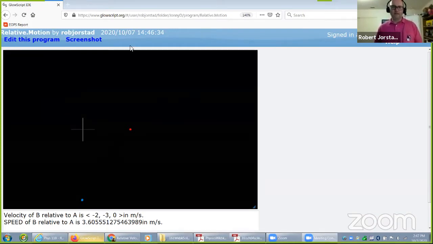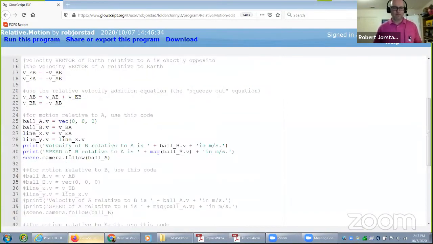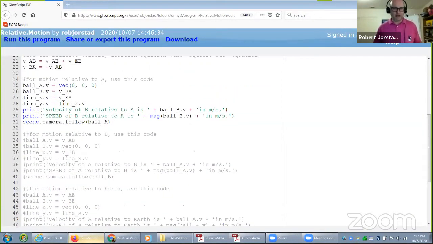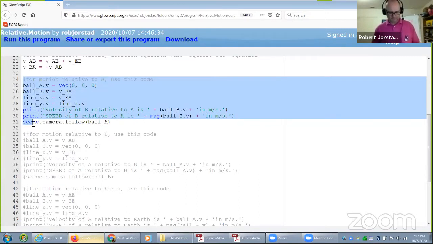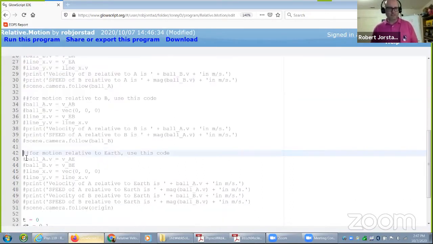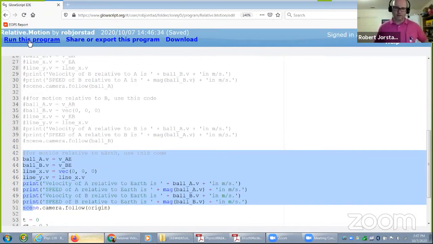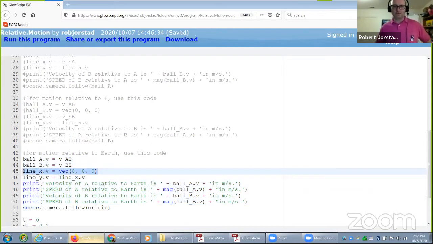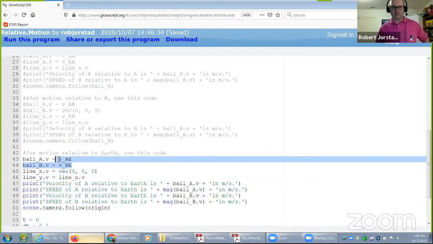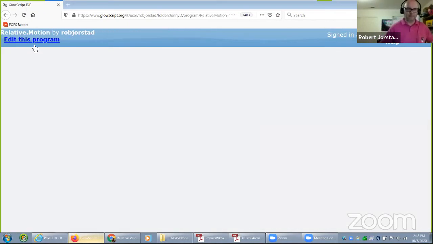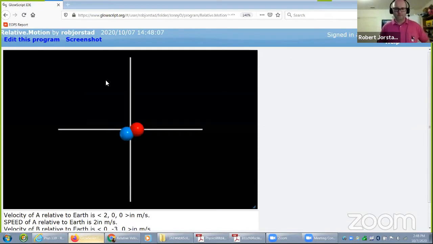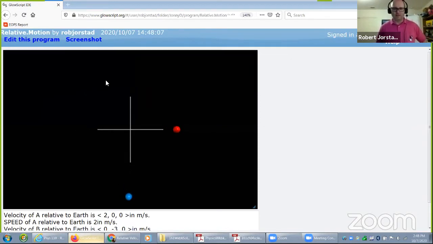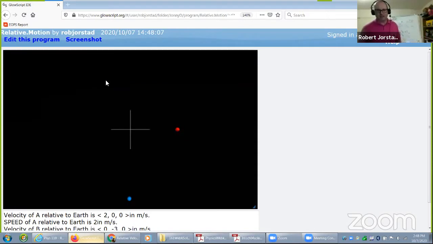All right. And then maybe just to get a feeling for it, let's comment this out for a second and open up this one. So this is what the motion looks like relative to the Earth. If this is relative to the Earth, the coordinate system shouldn't be moving, and these are now velocities relative to the Earth. And that's what's happening here. So notice the Earth's coordinate system isn't changing. A is moving to the right, et cetera. B was moving down.